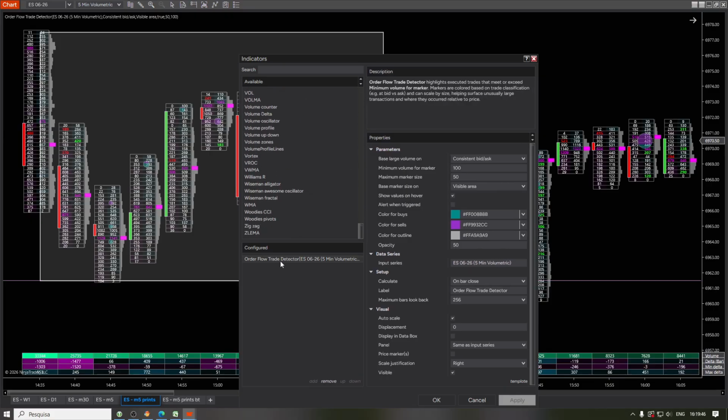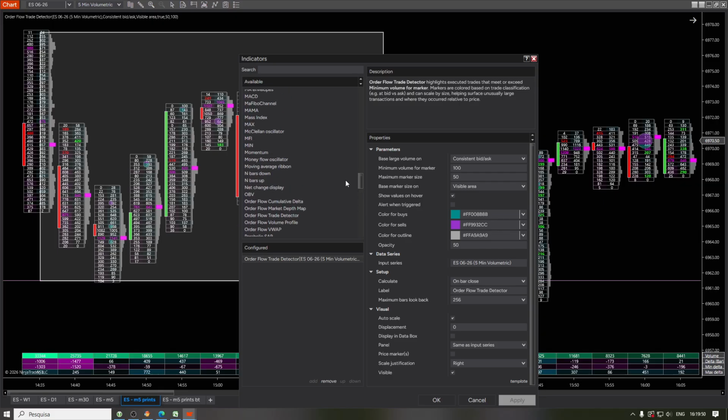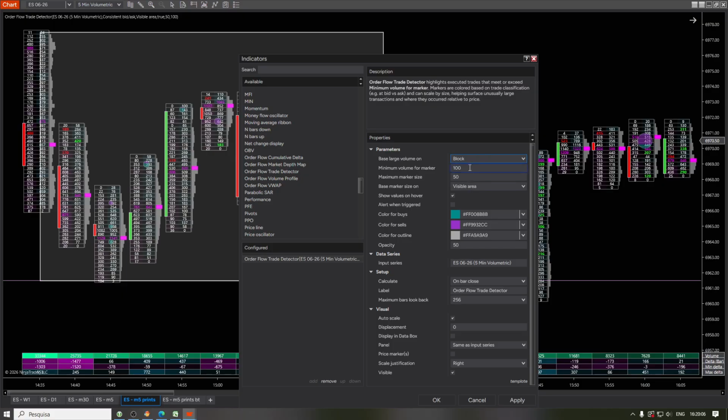It's called Orderflow Trade Detector, and I think you have to pay like $1,000 to unlock all of these, which I did at some point. I don't think it's really worth it. I think you can make these by yourself, but I didn't really realize that at the time. But basically what this is doing is it's looking at block orders. You can put it on different settings. We'll put it on block right now.